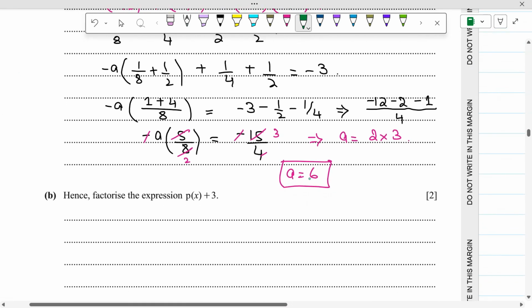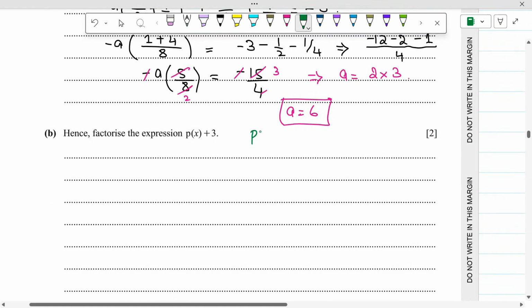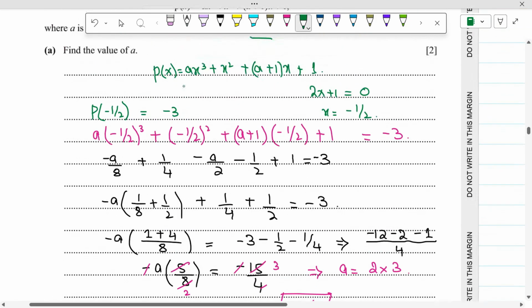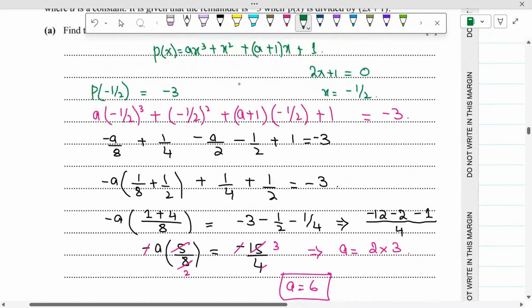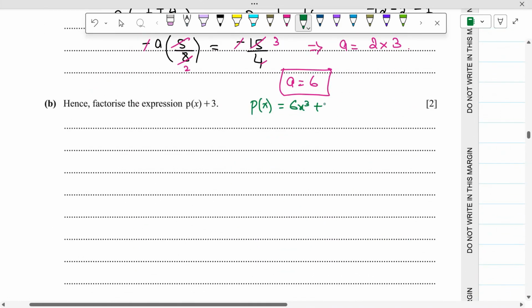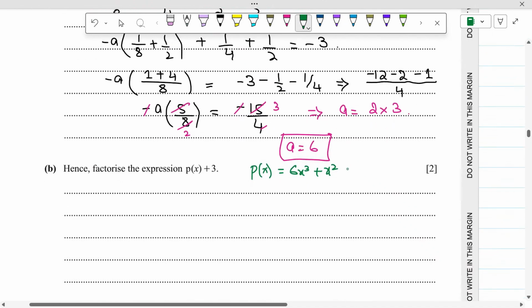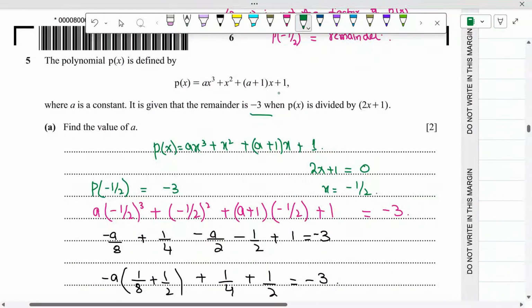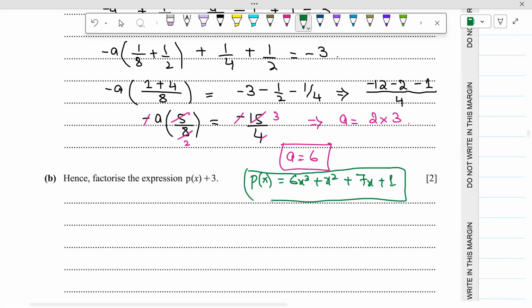Now plug the value a equals 6 into the polynomial. We will have p of x equals ax cubed, meaning 6x cubed, plus x squared, plus (a plus 1), meaning 6 plus 1, which is 7, times x, plus 1. So this is the polynomial.